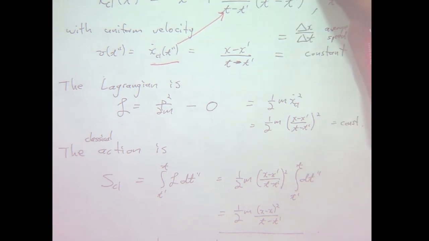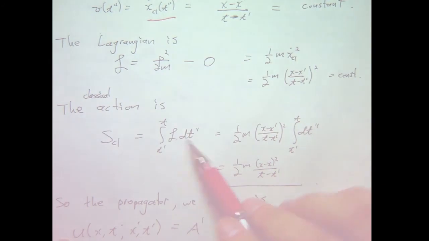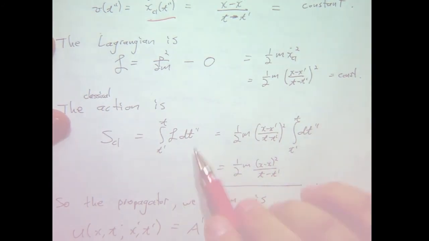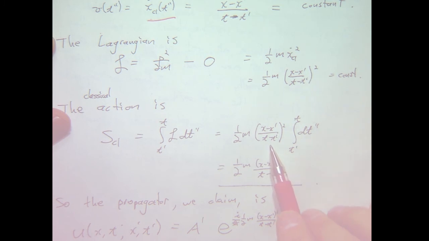Now, the classical action is the integral of the Lagrangian from the initial to the final time. Since that's all just a constant, it comes out, and you're just integrating 1 from t prime to t, which gets rid of one factor of t minus t prime in the denominator.